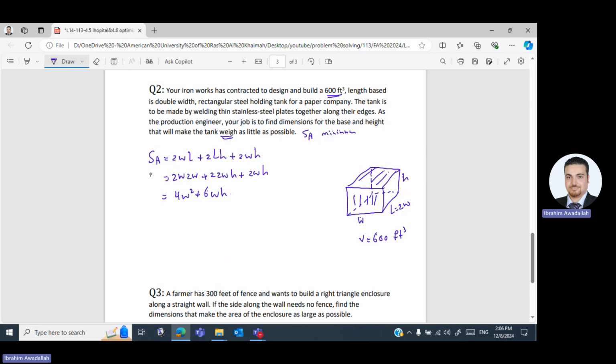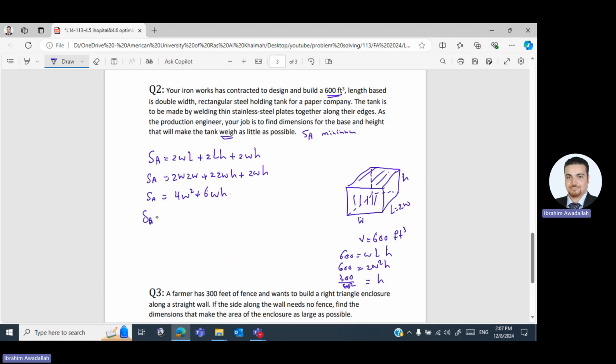Again, we can't find S prime now. Why can't we find S prime now? Because I still have W and H, and with optimization, we should have only one. So there's something else except the length equal double the width. It's the volume, and the volume means WLH. So 600 equals WLH, but the value of L is 2W, so 2W squared H equals 600. So H equals 300 divided by W squared.